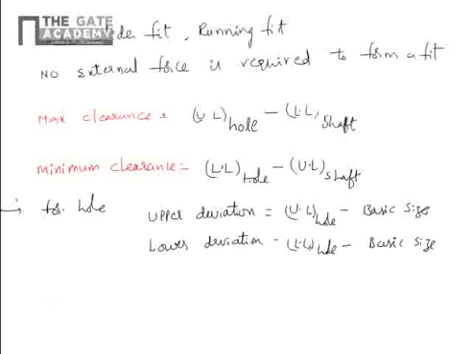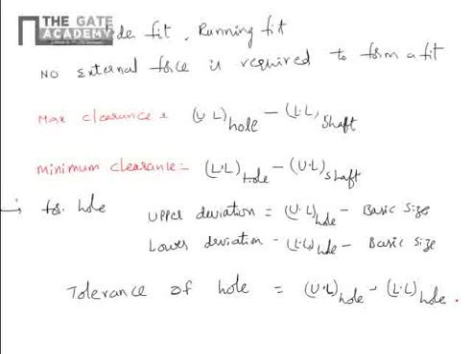On tolerance, it is equal to the difference between upper limit minus lower limit. Tolerance of hole equals upper limit of hole minus lower limit of hole. It's about tolerance. We will solve one GATE question which asked about the maximum clearance and minimum clearance. Then the concept will be clear for you.